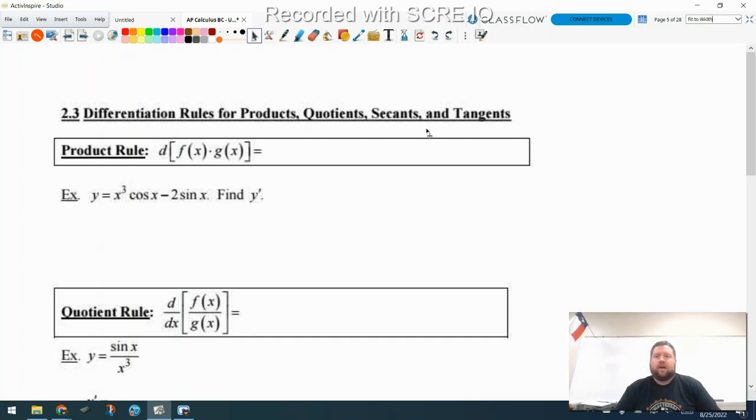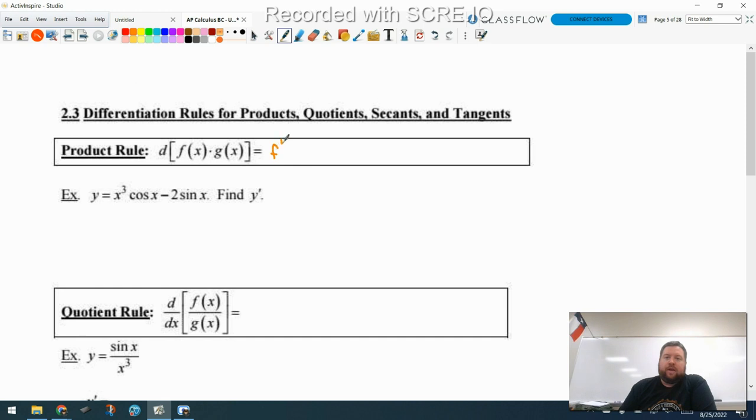All right, in this lesson we're going to go over the product rule and the quotient rule, which is also going to allow us to derive the formulas for secant and tangent, the derivatives of those trig functions. All right, so product rule: unlike limits, you cannot just do derivative of f multiplied by derivative of g. Wish it were that easy.